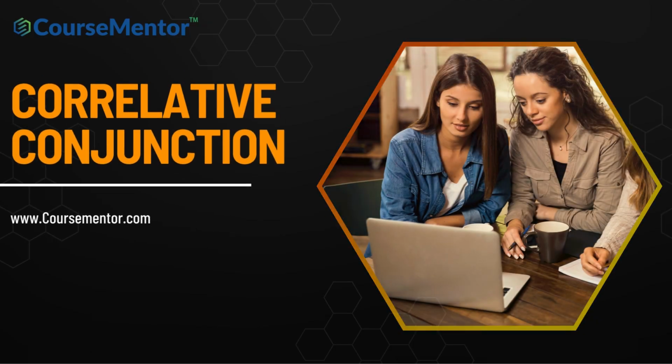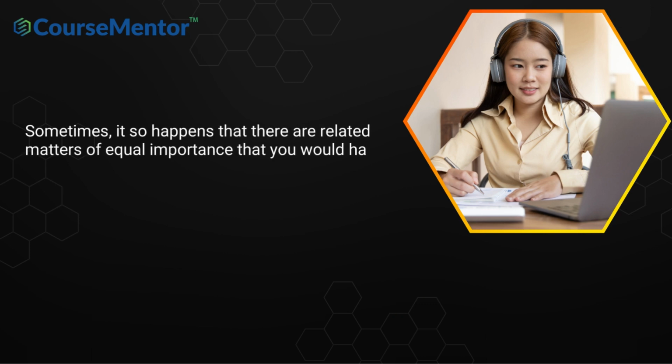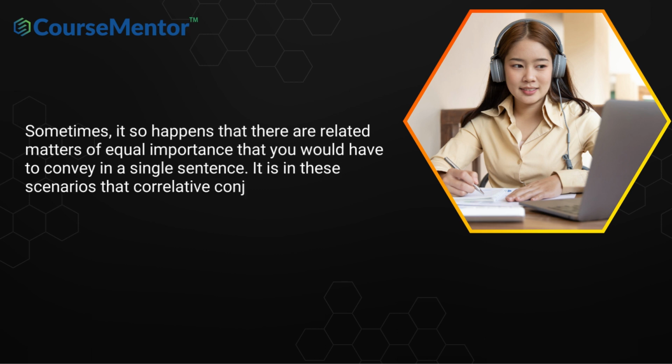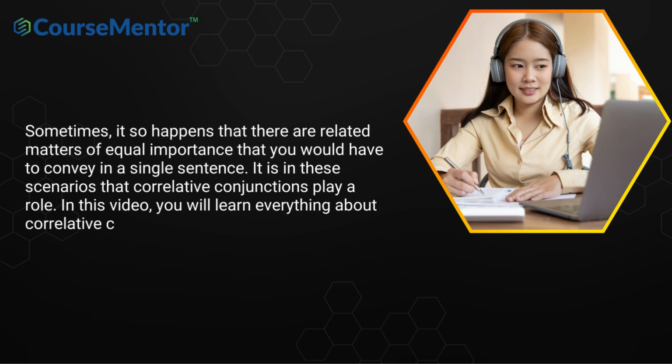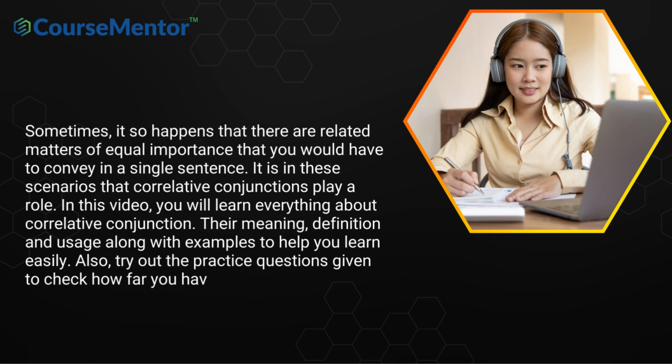Correlative conjunction. Sometimes, it so happens that there are related matters of equal importance that you would have to convey in a single sentence. It is in these scenarios that correlative conjunctions play a role. In this video, you will learn everything about correlative conjunctions, their meaning, definition and usage along with examples to help you learn easily. Also, try out the practice questions given to check how far you have understood the topic.